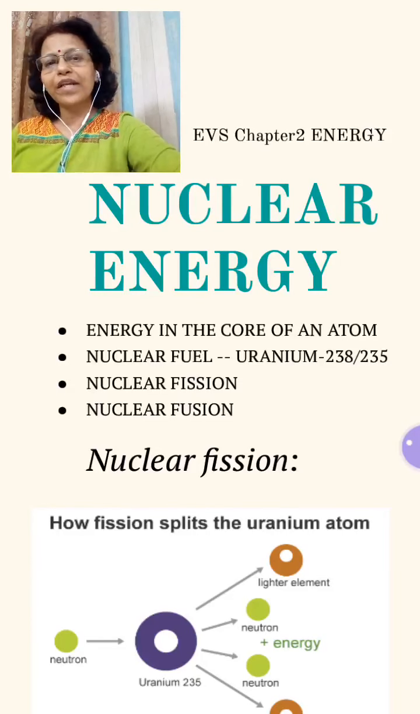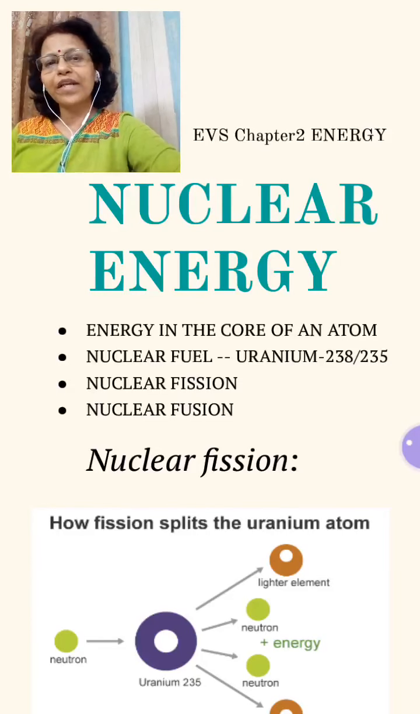Now let us see the mechanism of nuclear fission. Here uranium-238 or uranium-235 is used as a nuclear fuel. As you can see on your screen, there is a bombardment of neutrons. When neutrons strike the uranium-235, it is split into two lighter elements along with the release of a huge amount of energy in the form of heat and radiation.